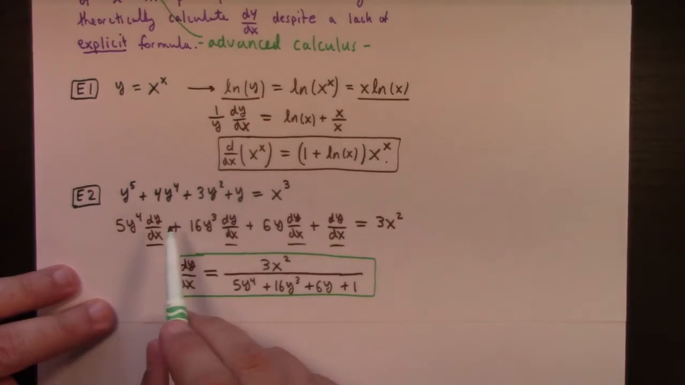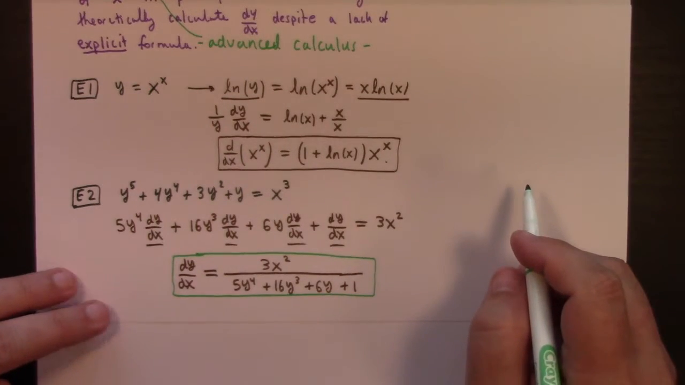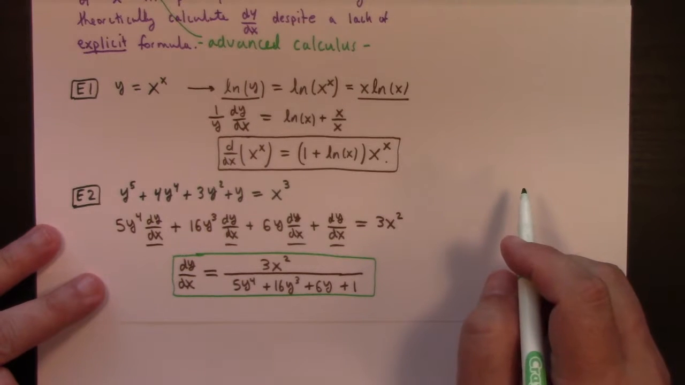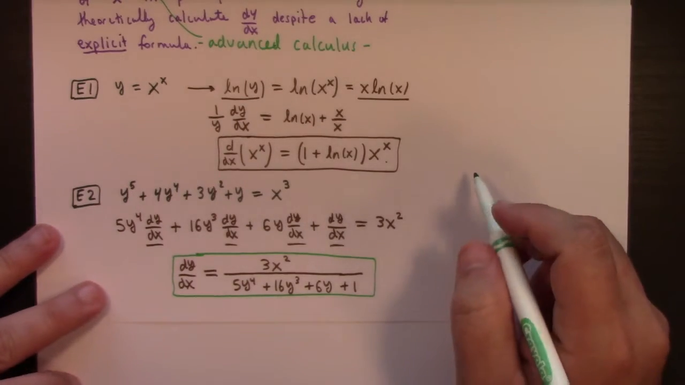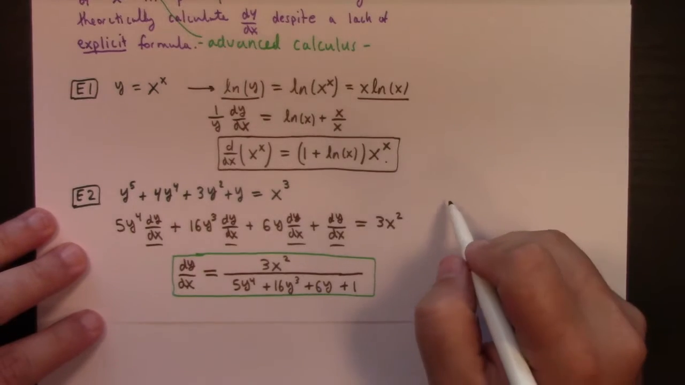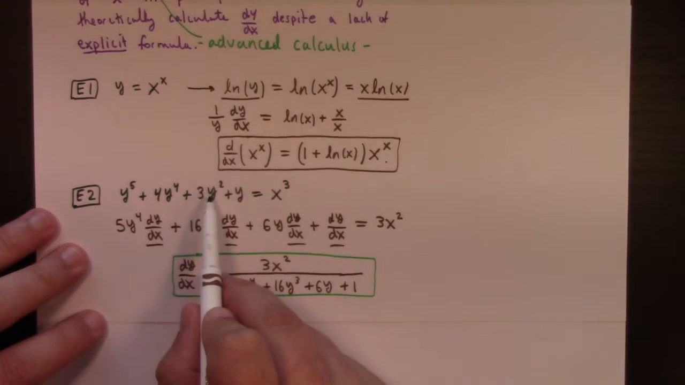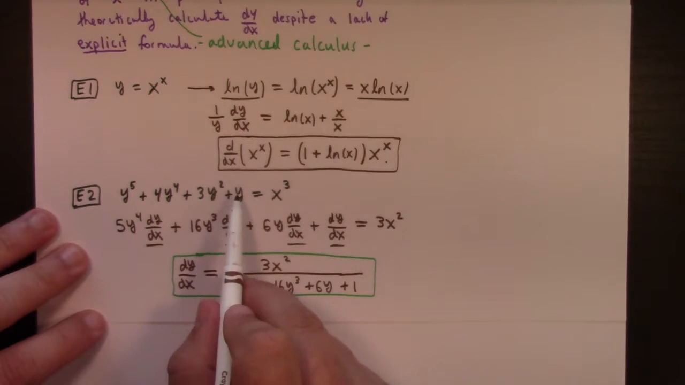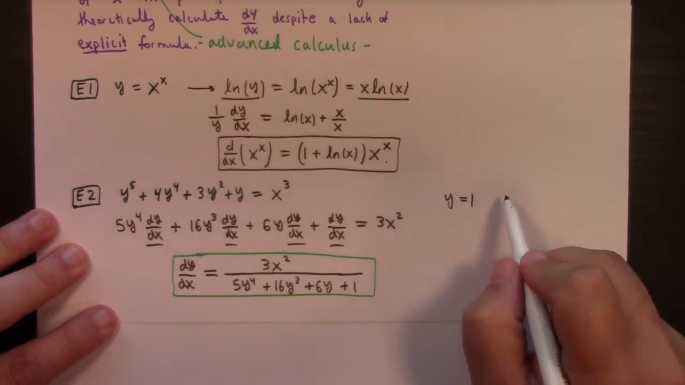Let's just do that for kicks. What's a point on this? Let's try to find a point. If I put y equals 1, what do I get? Let's see. y equals 1 gives me 1 plus 4 plus 3, 7, 8, 9. Oh, cool. y equals 1 gives me 9 equals x cubed.